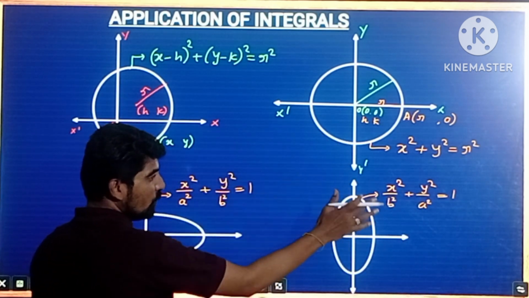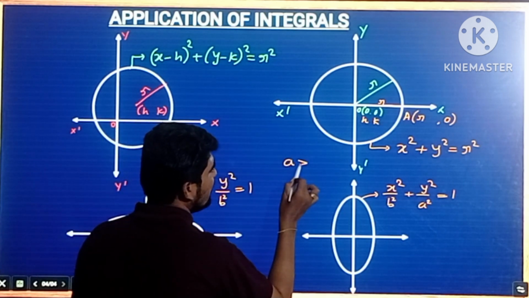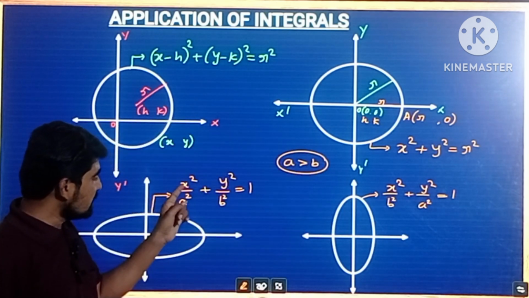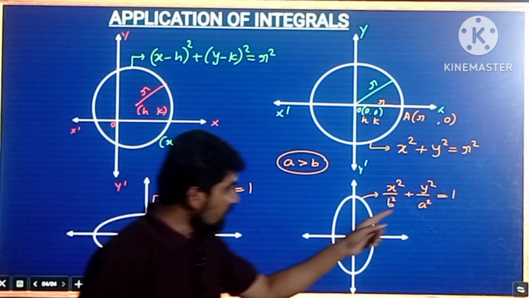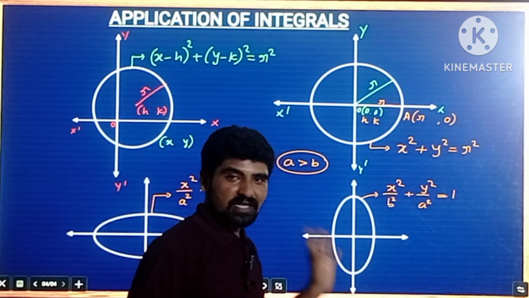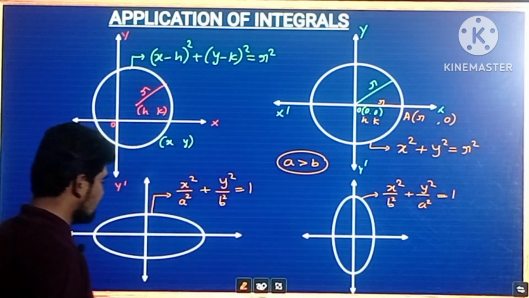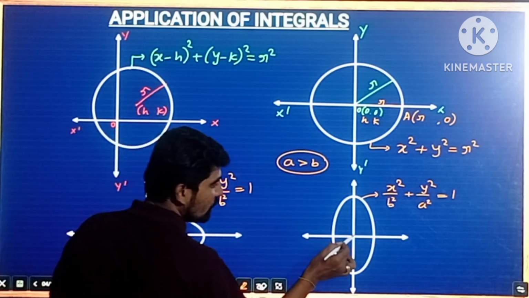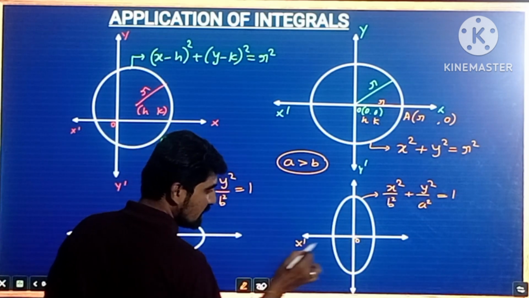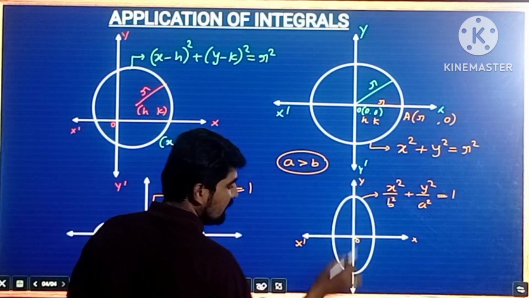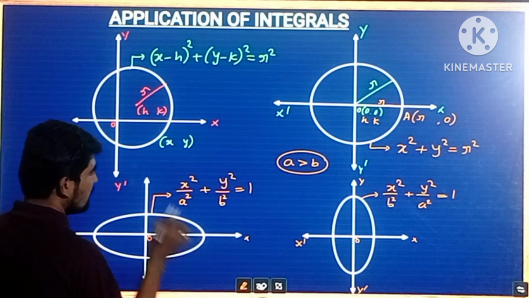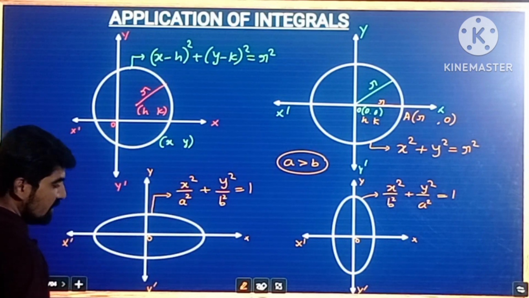And one more thing, in both the ellipses, the value of a is greater than b. If a is with x, it is a horizontal ellipse. If a is with y, it is a vertical ellipse. I hope all of you are understanding. And the center of both the ellipses is the origin. So this one has an x-axis and y-axis. Here also the same thing, x-axis and y-axis.